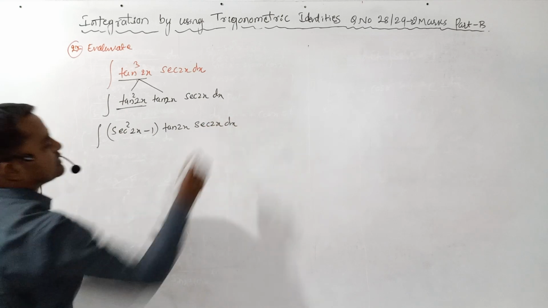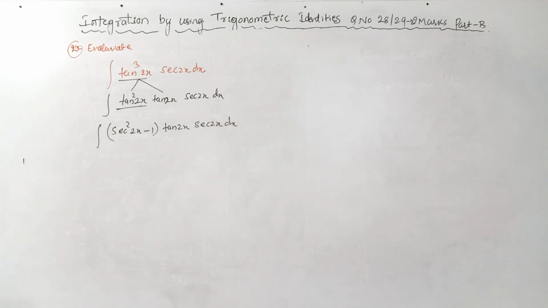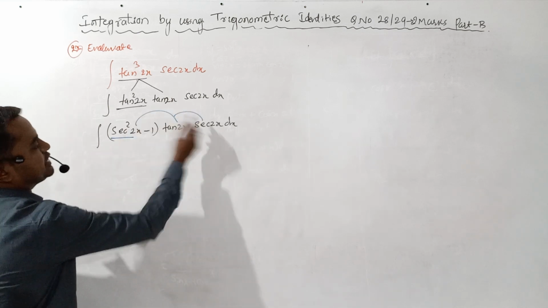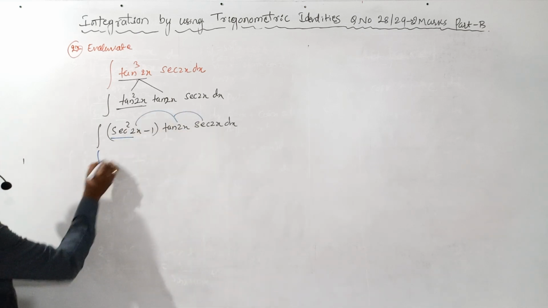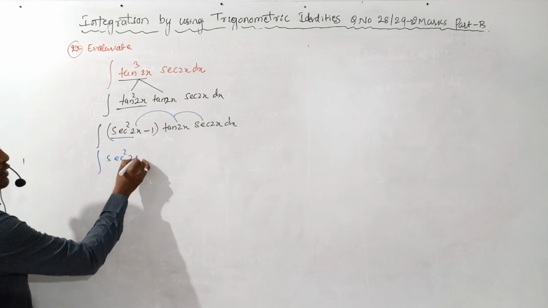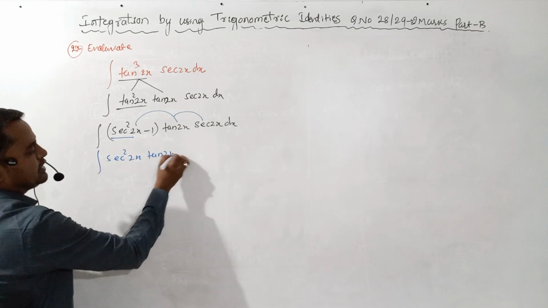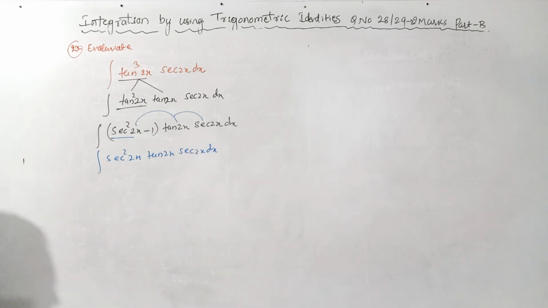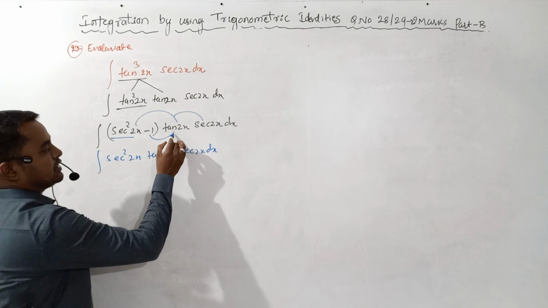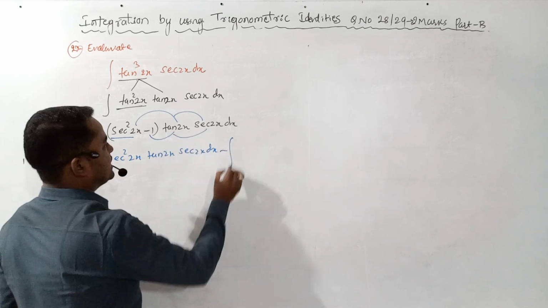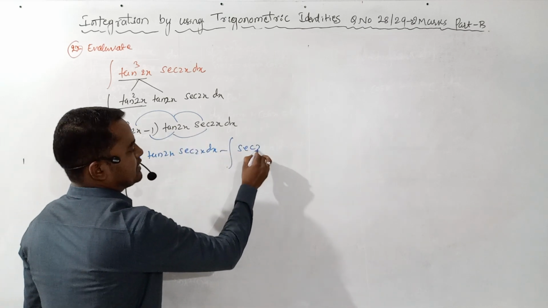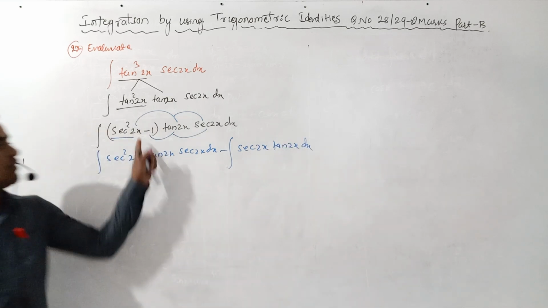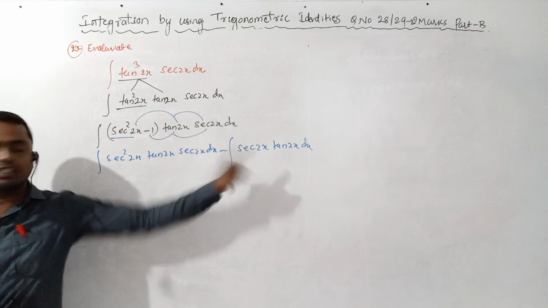Now the next, see here, sec square 2x into this. We are multiplying: integration of sec square 2x tan 2x sec 2x dx. First term is over. Now this minus 1 into this, that is minus integration of sec 2x tan 2x. I am writing sec first: 1 into sec 2x, 1 into tan 2x.